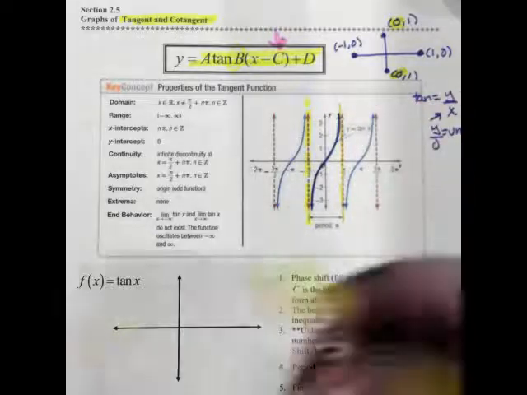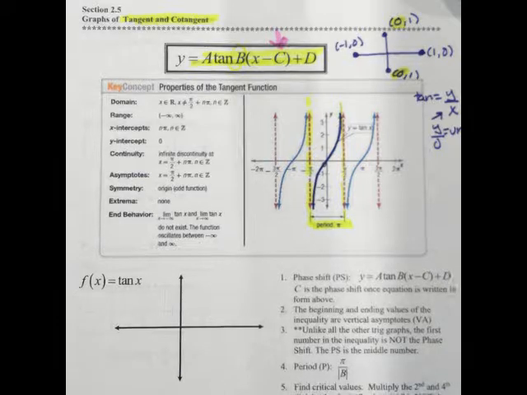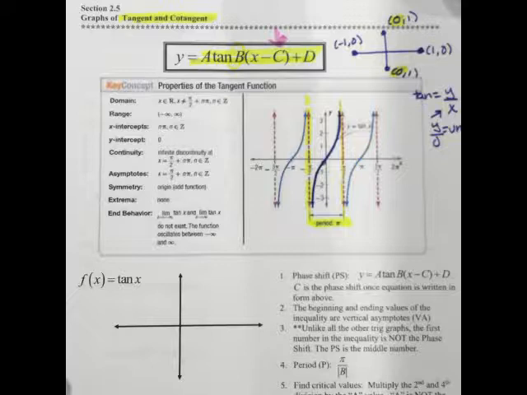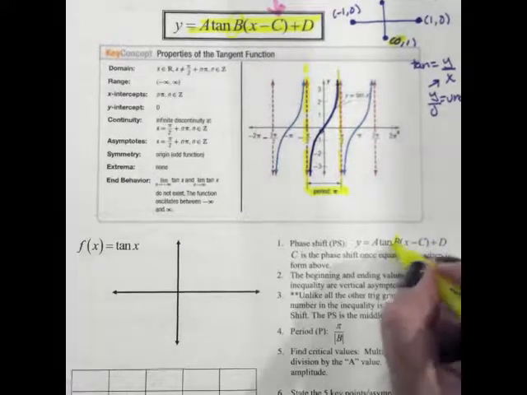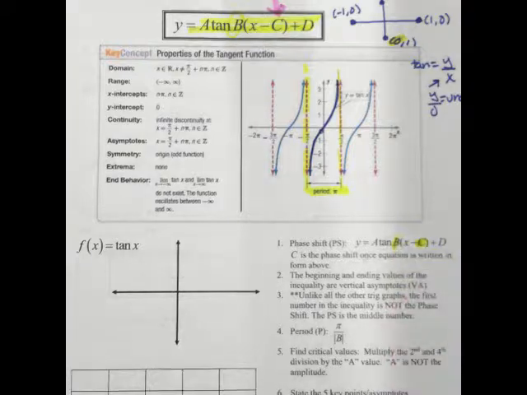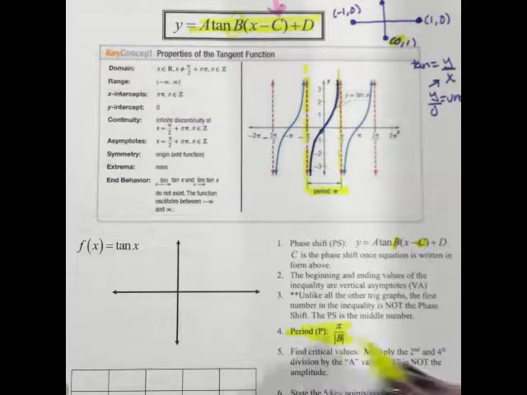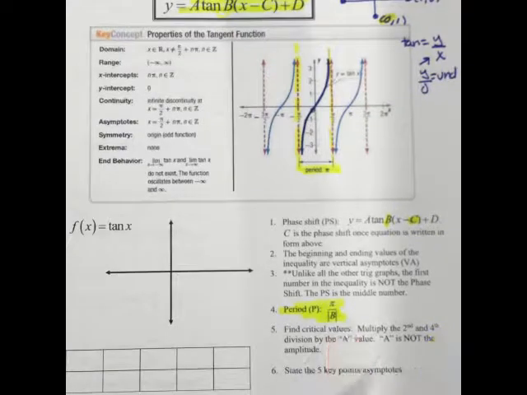Another difference between sine, cosine, and the tangent and the cotangent: the period is no longer 2 pi. The period is going to be pi. So again, remember the phase shift, make sure the b value is factored out so you can identify the correct phase shift. Unlike all the other graphs, to find the period, instead of taking 2 pi divided by b, it's now pi divided by b, because the parent function period is pi, not 2 pi.